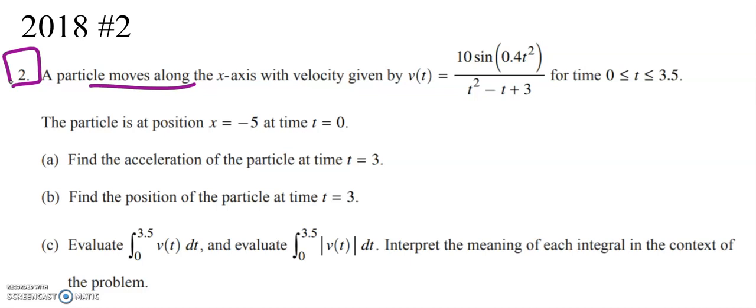So a particle moves along the x-axis with a velocity here. Looks like a pretty messy function. Sine is involved, so we're definitely going to want to be in radian mode. And this function is applicable between time 0 and 3.5. We know that the particle starts at time t equals 0, 5 miles to the left of whatever we're calling home. So maybe home is a flagpole or home is the apartment building, whatever that might be.